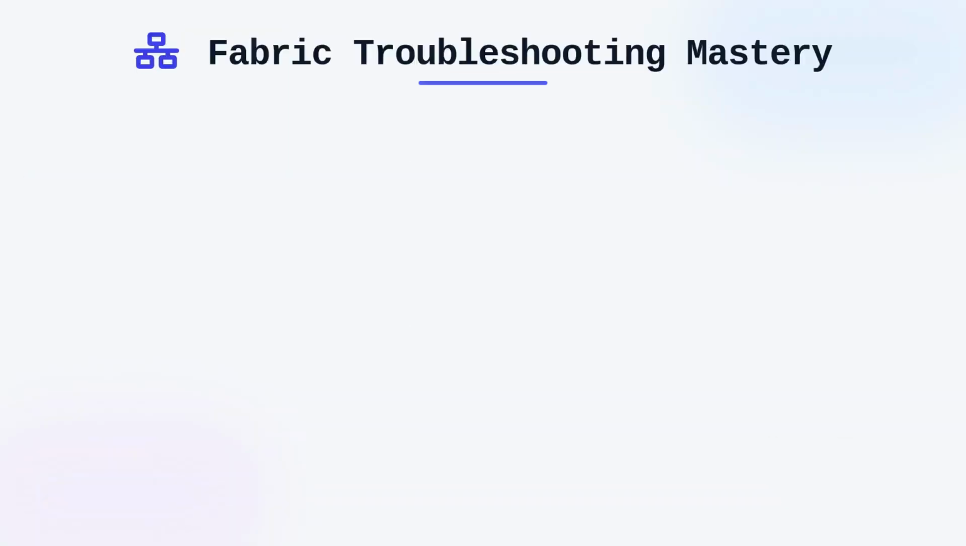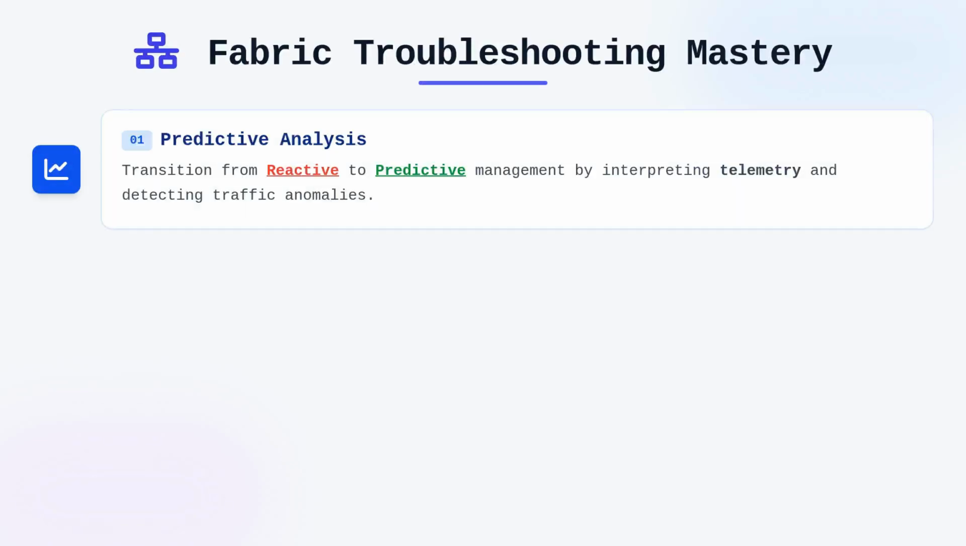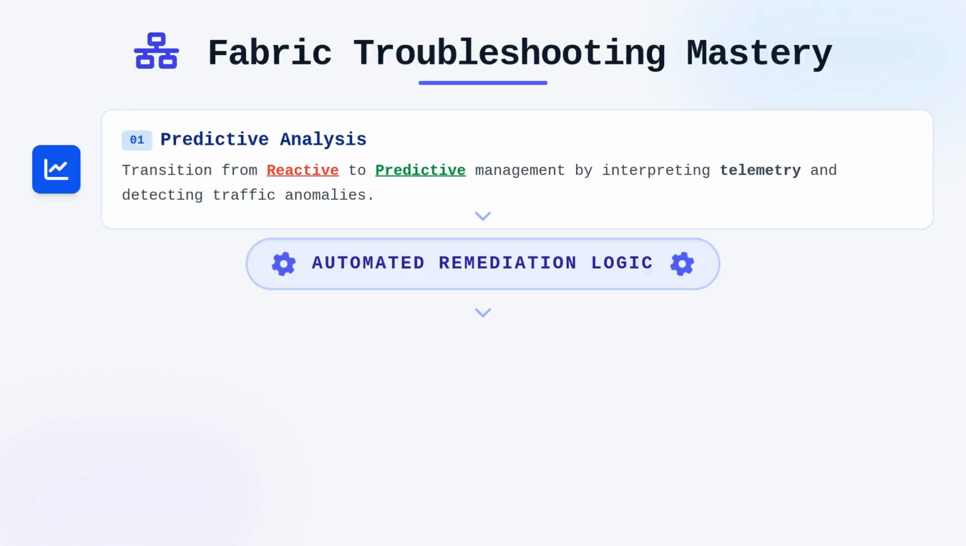Troubleshooting within this ecosystem relies heavily on your ability to interpret diagnostic telemetry and apply predictive failure modeling. Instead of reacting to incidents, effective data center management requires you to monitor the fabric for anomalies and traffic patterns that might indicate an impending hardware degradation.